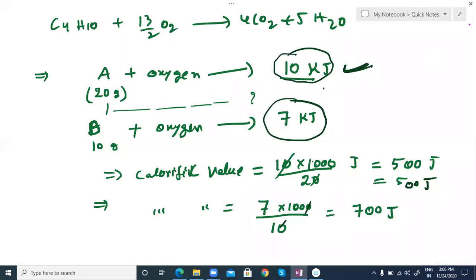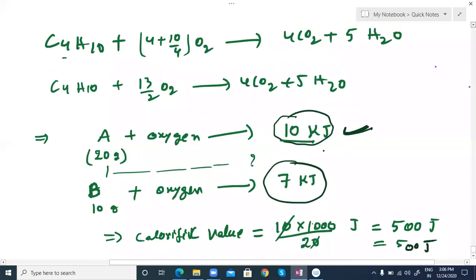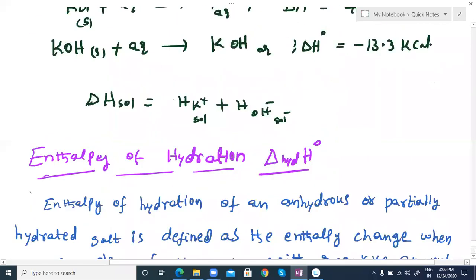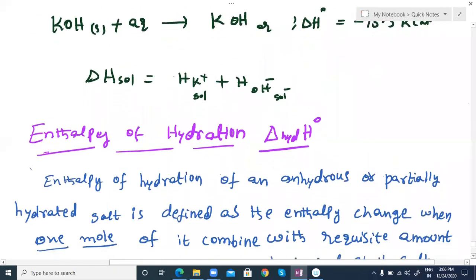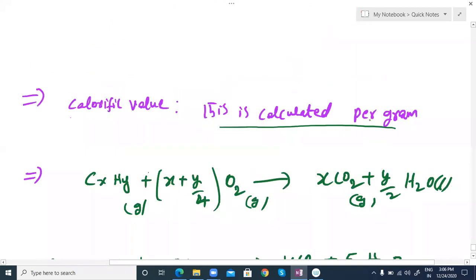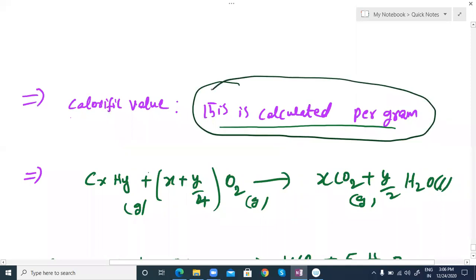Calorific value, understood or not? And the remaining students also, you should respond. If you are not responding, I can't know whether you understood or not. Per gram you have to calculate. That is the reason I wrote it very clearly in the first line. Per gram, we are calculating per gram. This point you have to keep in mind. Definition, that's enough.